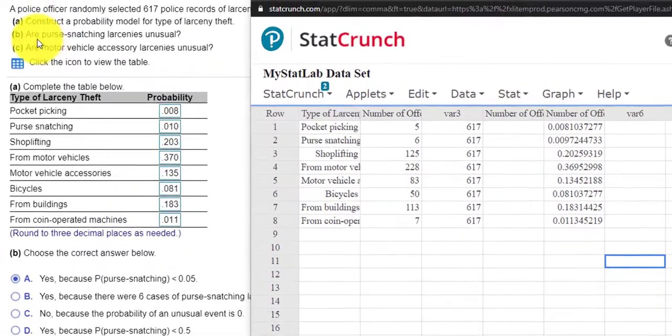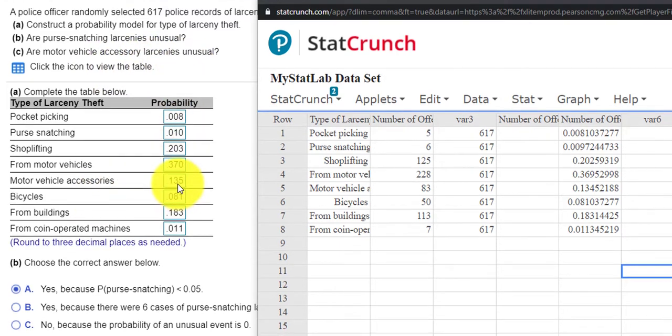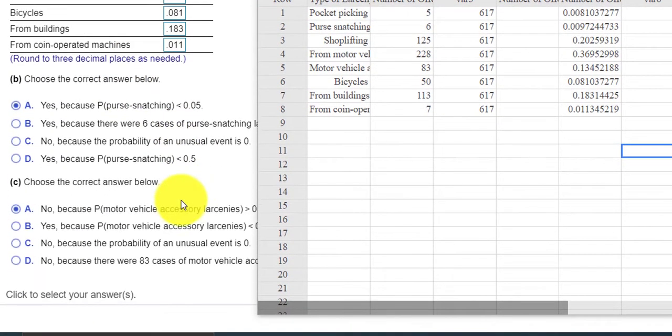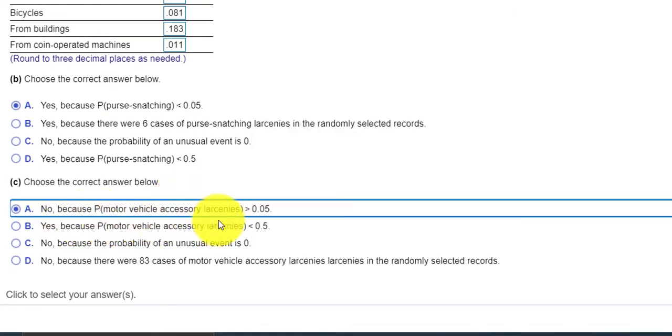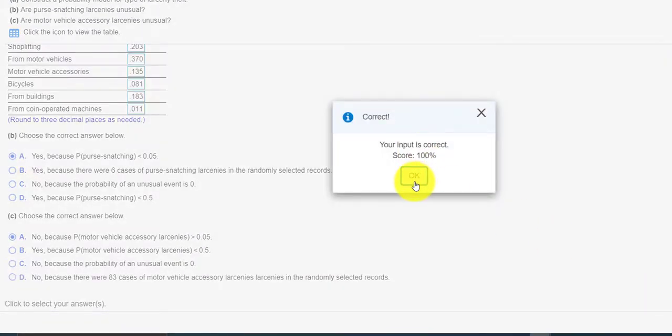Then it says, are purse snatching larcenies unusual? I said yes, because purse snatching was less than 5%. This looks like 1%. So anything less than 5% would be unusual. Motor vehicle larcenies unusual? Well, that's greater than 5%. This is 13.5%. So I would say no, this is not unusual because the probability is greater than 5%. Right? So anything less than 5% is unusual. Greater than 5% is not unusual. And I think that's it. And we get the 100% correct.